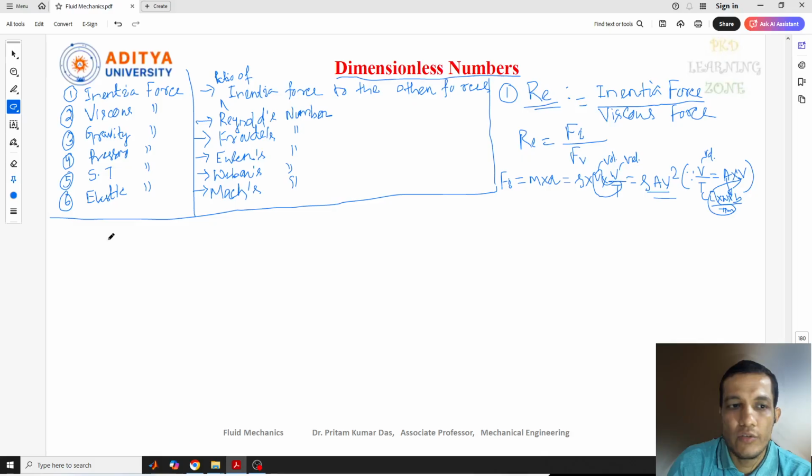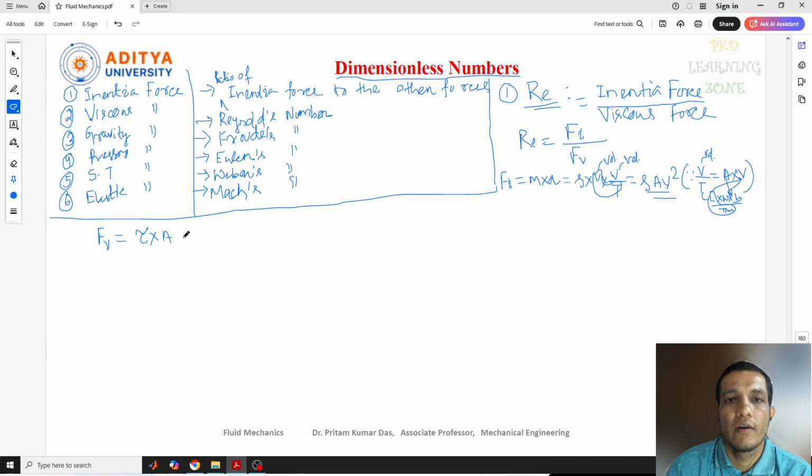Similarly, the viscous force is marked as Fv, and we have defined it as tau into area, that is, shear stress into area. If you have not seen the video on the forces acting on fluid flows, please watch that once so that you get clarity on it.